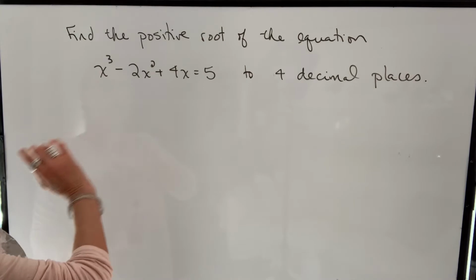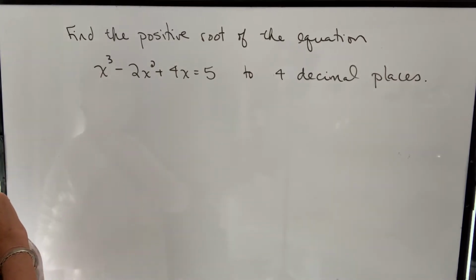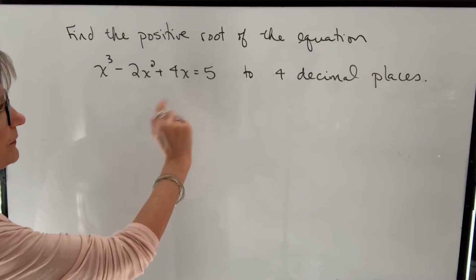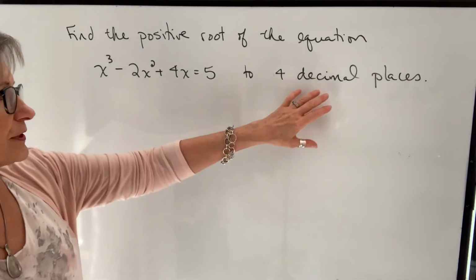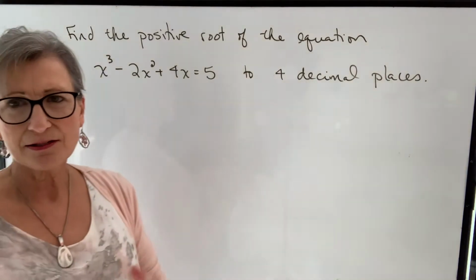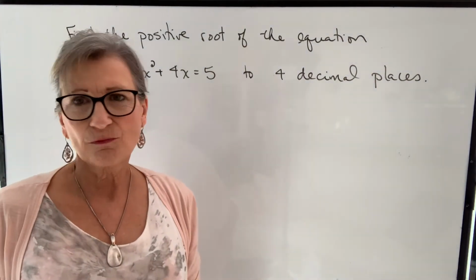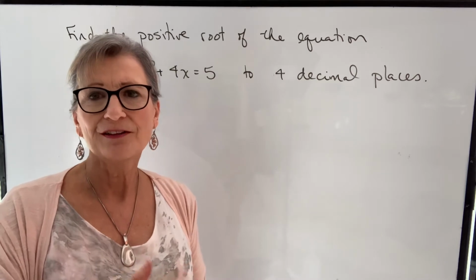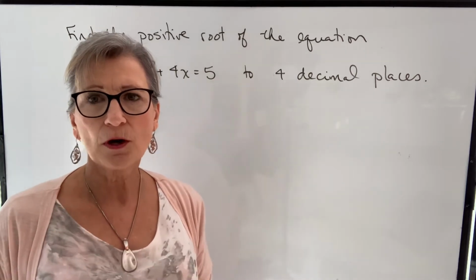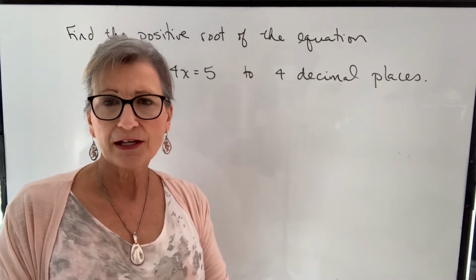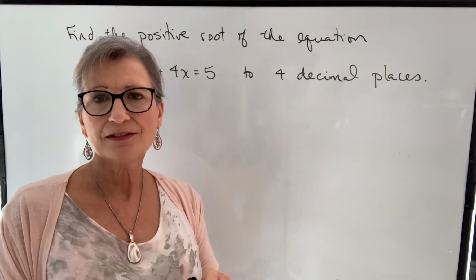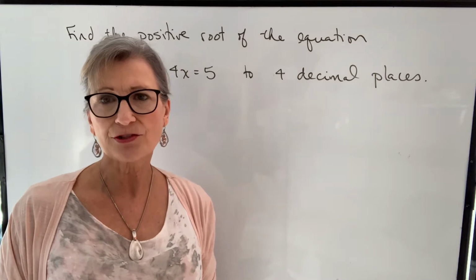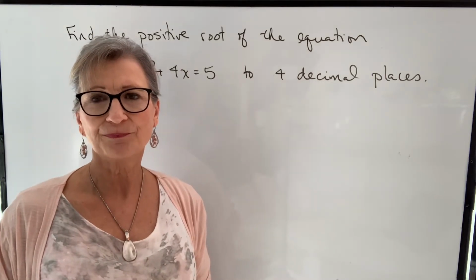So if we had this question asking us to find the positive root of the equation x cubed minus 2x squared plus 4x equals 5, and we want it accurate to 4 decimal places, you could be asked any number. I just randomly chose 4. What you're going to do is find x2, then x3, then x4, and so on. And once you get a value of x that's the same as the previous value of x to that many decimal places, then you're done and you know that your answer is accurate to that many decimal places.